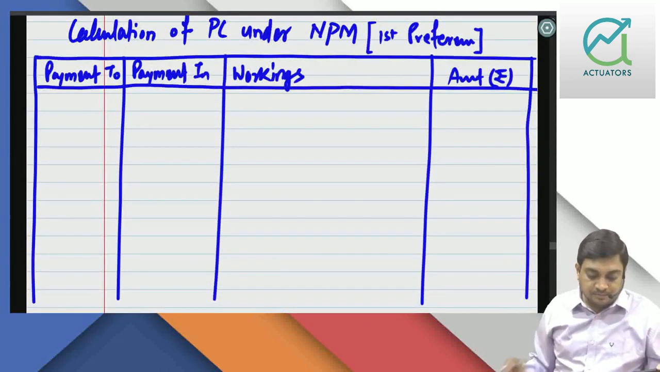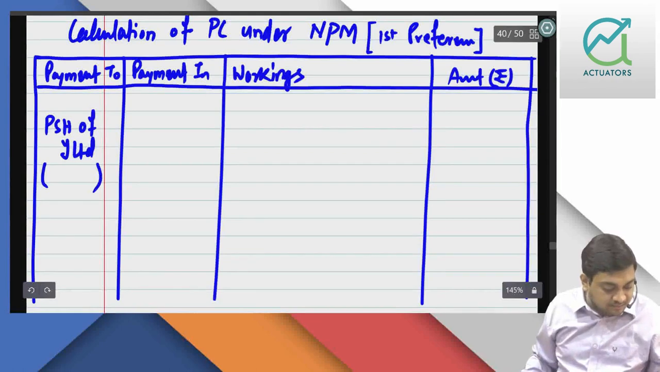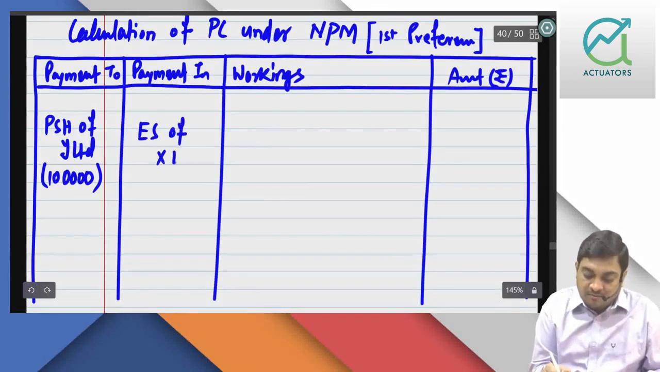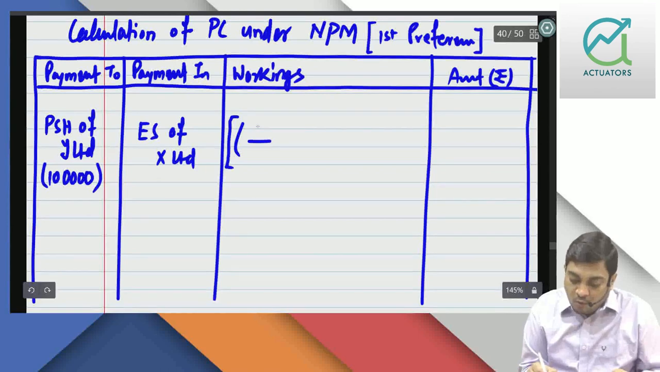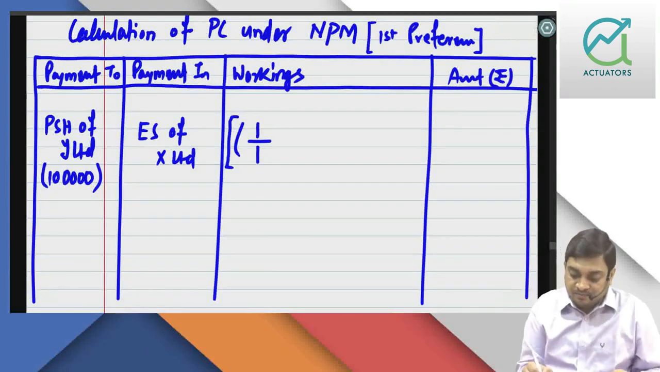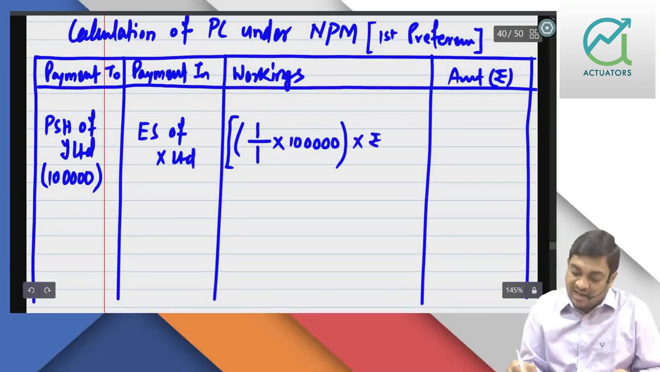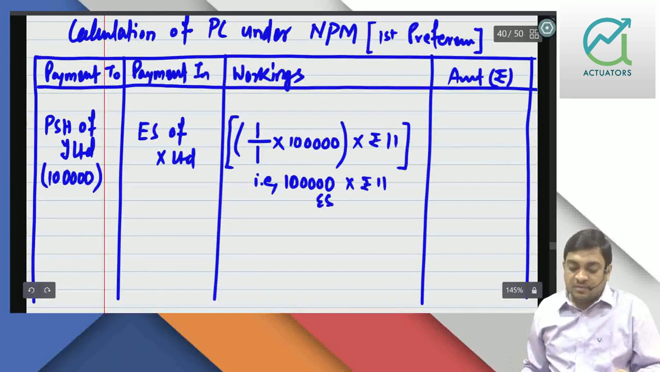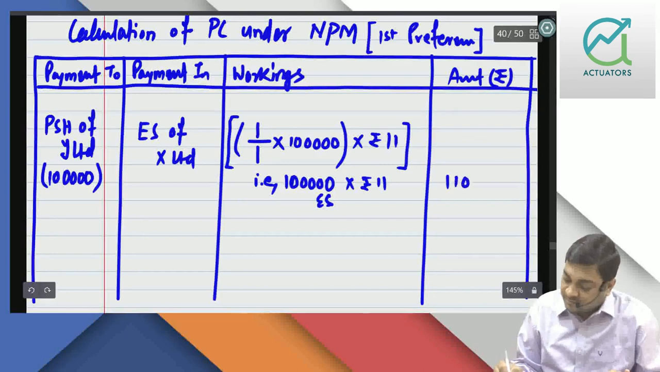So first of all, the preference shareholders of Y Limited: how many shares do they have? 1 lakh shares. What is the new company giving? Equity shares of X Limited, one equity share for one preference share, the swap ratio. How many in number? 1 lakh shares. And what is the share issue price? 11. So that is 1 lakh equity shares at the rate of rupees 11. So the new company is giving equity shares to preference shareholders as well. That comes to 11 lakh.